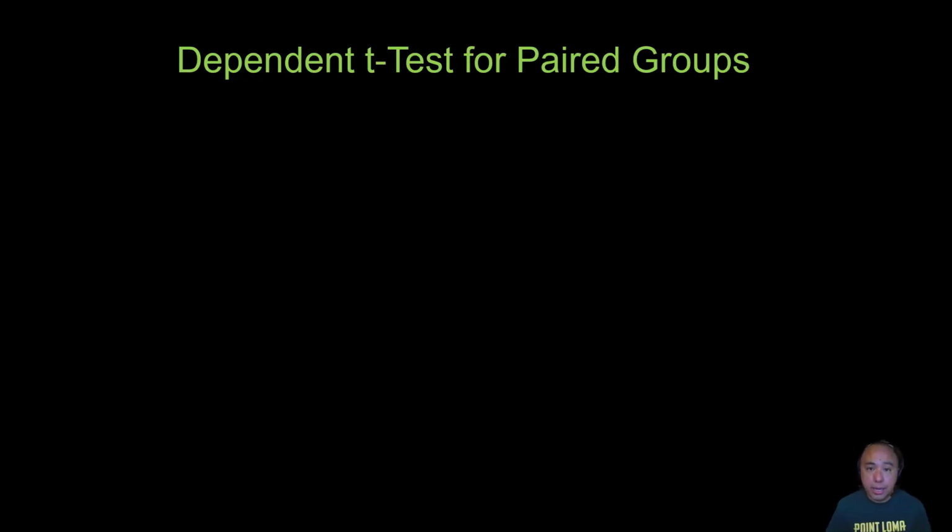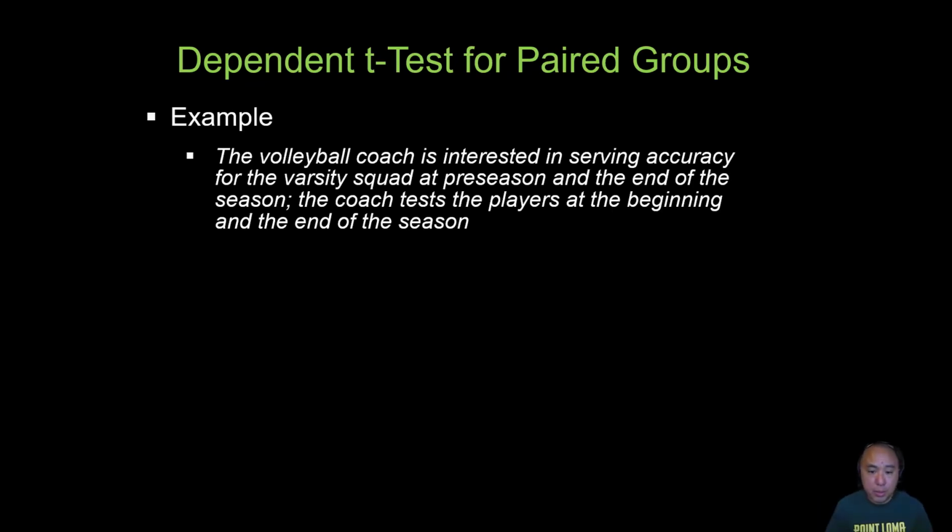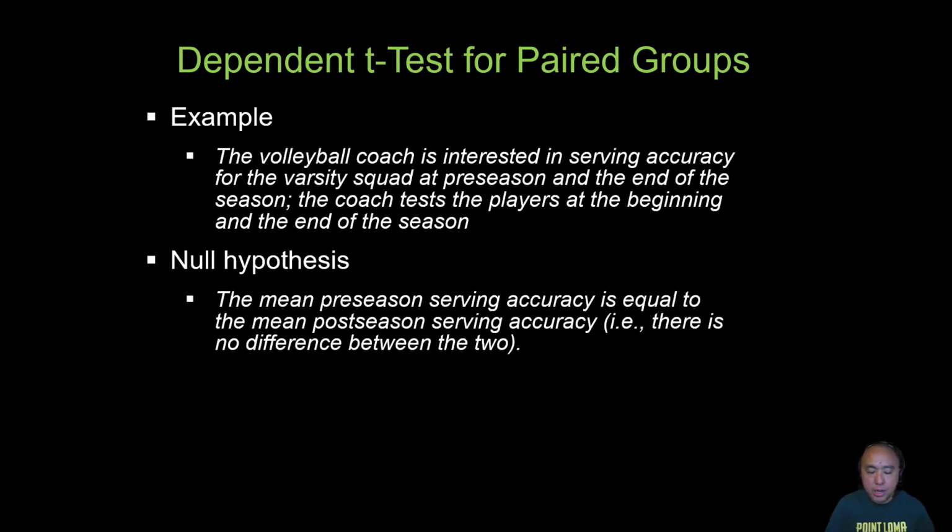Okay, so now let's take a look at a dependent t-test. Very simple example here. We're going to use volleyball. Say the volleyball coach is interested in serving accuracy for the varsity squad at the beginning of the season, and then at the end of the season, the coach tests the players pre and post on serving accuracy.